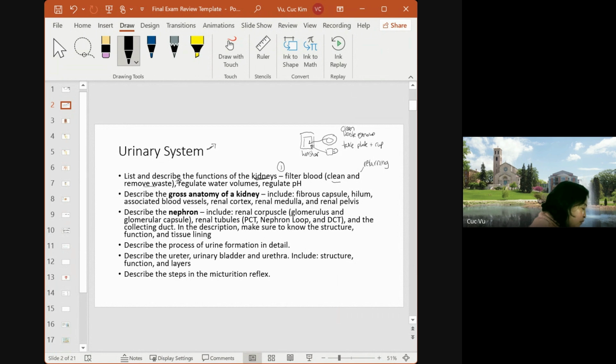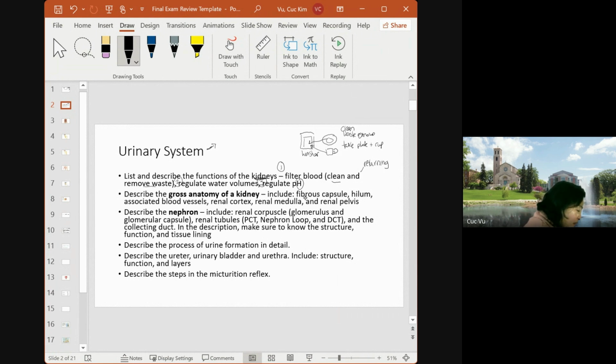Two is to regulate water volumes, which is very important because regulating water volumes is going to influence things like blood pH, blood pressure, blood volume. Okay. And by regulating the substances in blood, such as hydrogen ions, it also regulates blood pH. Okay.